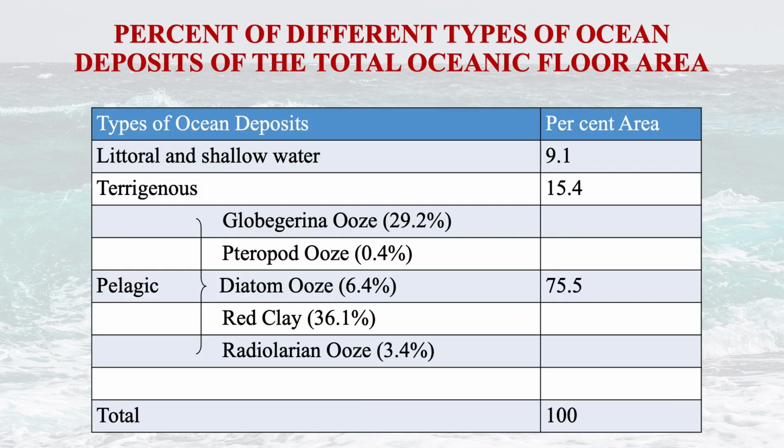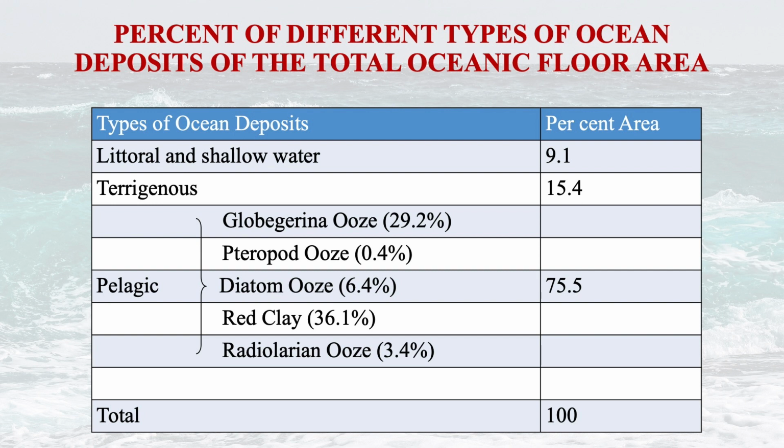Now in this table you can see different types of ocean deposits in terms of percent of the total oceanic floor area. You can see that pelagic deposits occur in about 75.5% area of the ocean, while terrigenous deposits only cover about 15.4%, and littoral and shallow water deposits are only 9.1%. So pelagic deposits are the main ocean deposits, while others occupy only the peripheral areas and are in very small percentage.